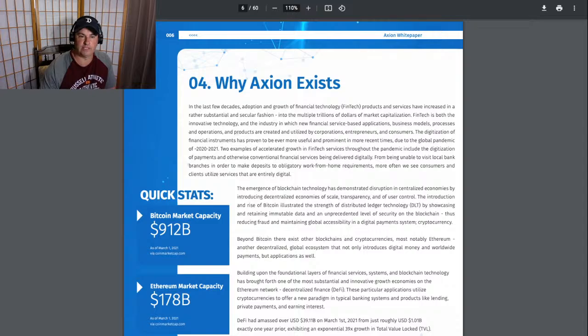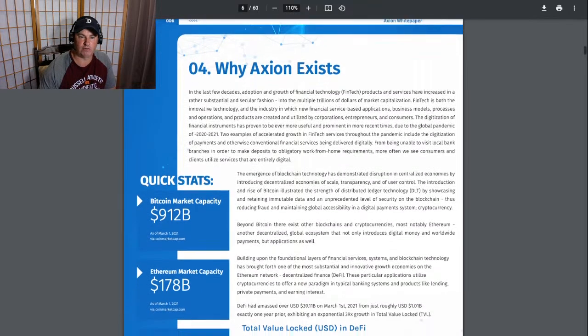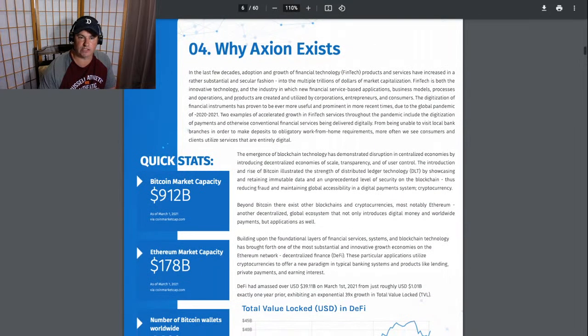more often we see consumers and clients utilize services that are entirely digital, and so we've seen a lot of people doing that. So the emergence of blockchain technology has demonstrated disruption in centralized economies by introducing decentralized economies of scale. So that's really just expanding the platform. Transparency and user control.